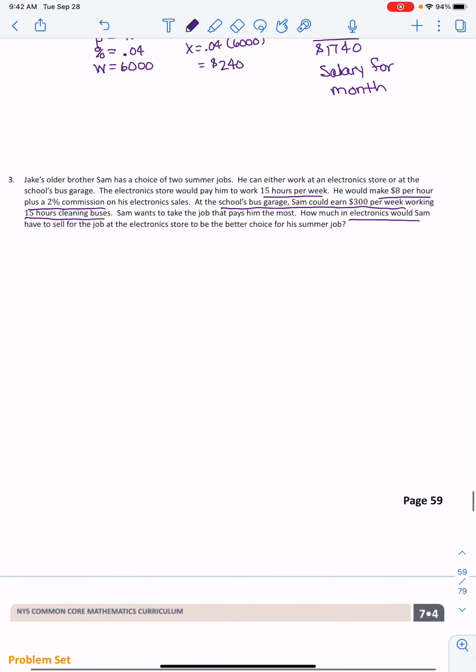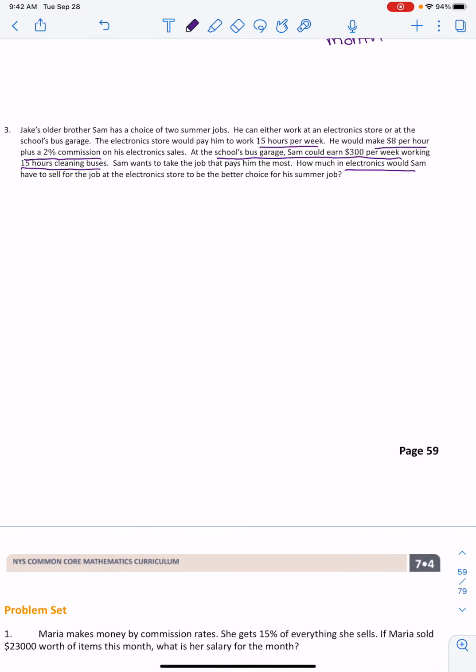If I'm looking at this, we have to set up an inequality to see how much in electronics Sam would have to sell in order for this to be worth his while to be in the electronics store. So, first of all, the garage would pay him $300 to work 15 hours per week. So we want to see how much the electronics store would need to be at least $300.